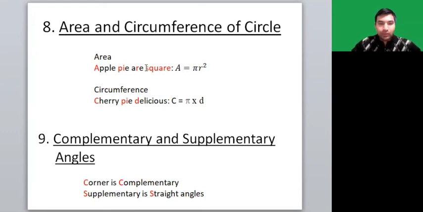Okay. Next one, complementary and supplementary angles. For complementary, you can take C. C stands for corner, right? Corner means like this, so here we have 90 degrees. Complementary angles are those whose sum is 90. For supplementary, we can use S to represent a straight angle. An angle in a straight line, what is the sum? It is 180. Okay, straight line, 180 degrees. Let's see the next one.